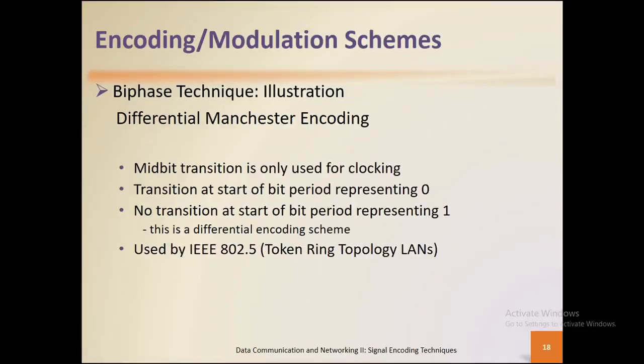So the other one is the differential Manchester encoding. With differential Manchester encoding, once again, we do have the mid-bit transitions, mostly used for clocking. Okay, there are transitions at the start of a bit period, and they're usually represented by a zero. If there is no transition at the start of a bit period, that's represented as a one. Application-wise, the token ring topology within LANs is one of the implementations that has adopted it.